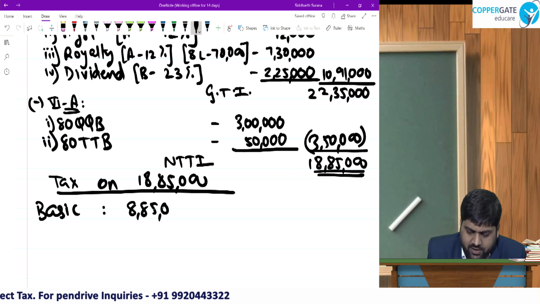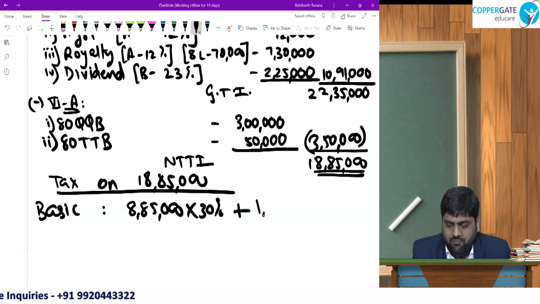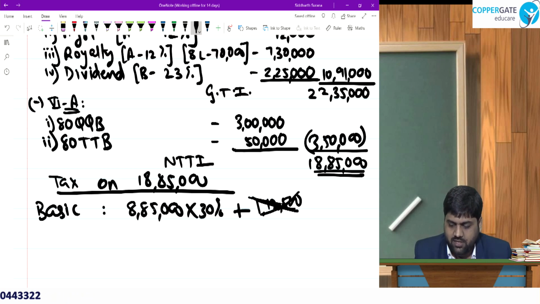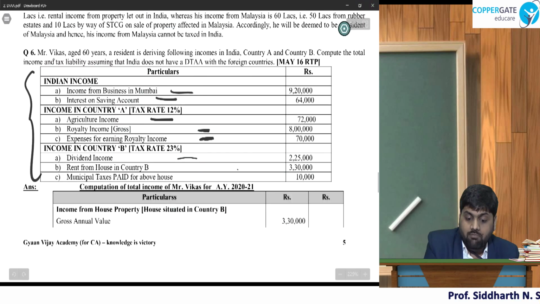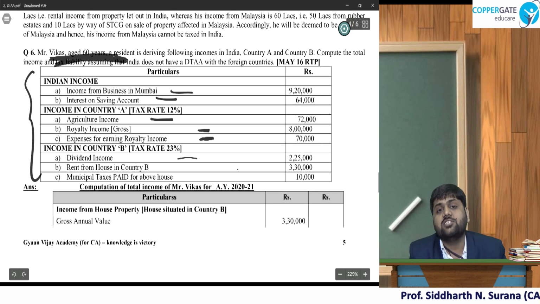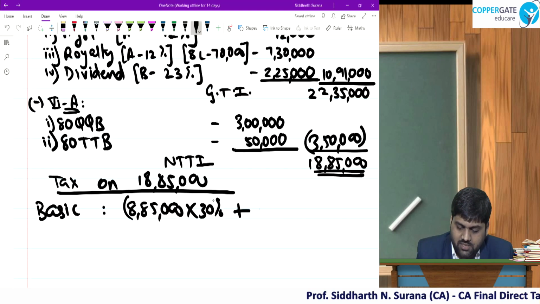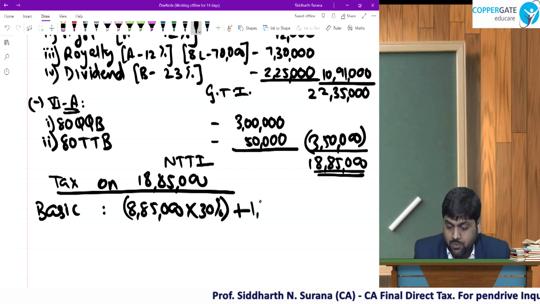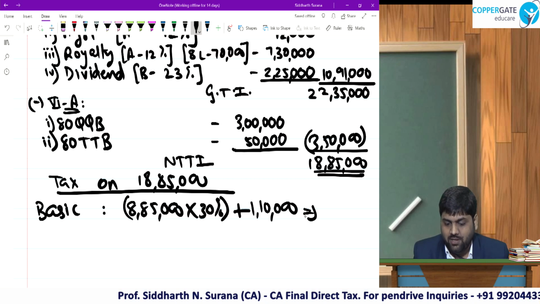8 lakh 85 into 30%, the excess over 10 lakh plus up to 10 lakh 1 lakh 12,500. Wait, if you do this, it is yet another case of disaster, because look carefully, Mr. Vikas, Modi ji's favorite word, Mr. Vikas is of age 60 years, and that means Mr. Vikas is a senior citizen, and that means basic exemption, and resident, obviously basic exemption will be 3 lakh, and that means up to 10 lakh the tax is going to be 1 lakh 10,000. This is what I wanted you to be alert about.